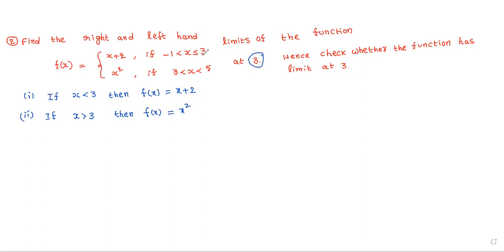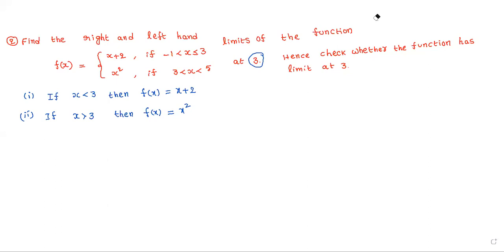So minus 1 less than or equal to 3 means minus 2, 0, 1, 2, 3 are eligible. Less than 3 means below 3 values, so the function is x plus 2. 3 less than x less than 5 means only 4, the number between 3 and 5 is 4. So more than 3 number is 4, and f of x equals x square.